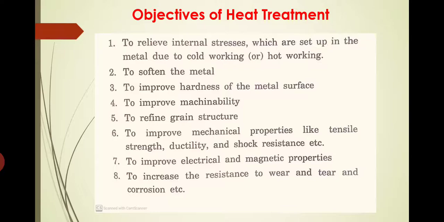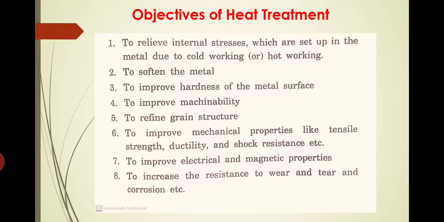So if you are hammering or doing some mechanical processes on a particular material in the cold working temperature range, then there is a possibility of a lot of stresses developing within the material. So localized stresses can be there within the material. By doing the heat treatment, the first aim is to relieve the internal stresses caused by this cold working or hot working. The next objective is to soften the metal. And the third one is to improve the hardness of the metal surface.